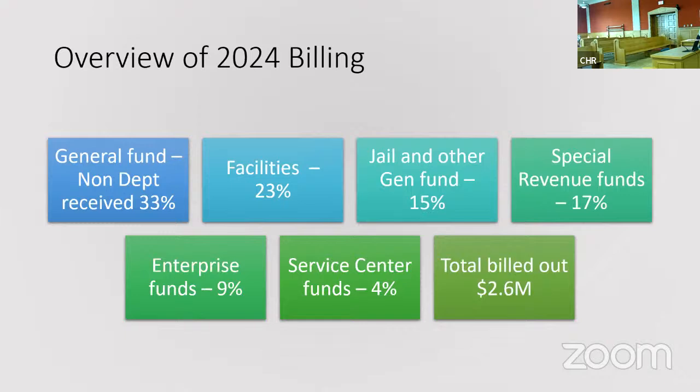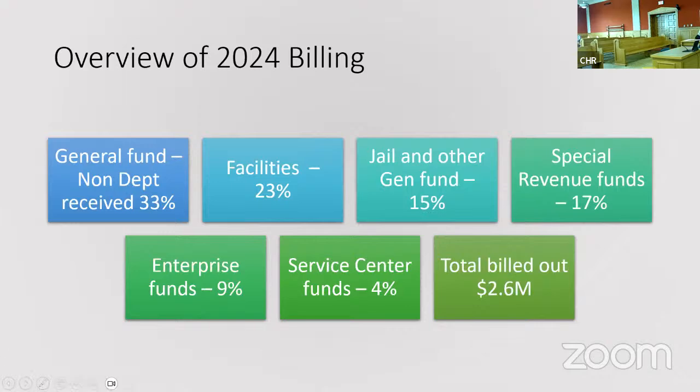So the ones that really changed were the jail and other funds and the non-departmental general fund. I think I need to go back and do the 2024 and 2025 billing to include all components and those increases. So it means that we'll probably be needing to bill out more like $3 million versus the 2.3 that it was before.